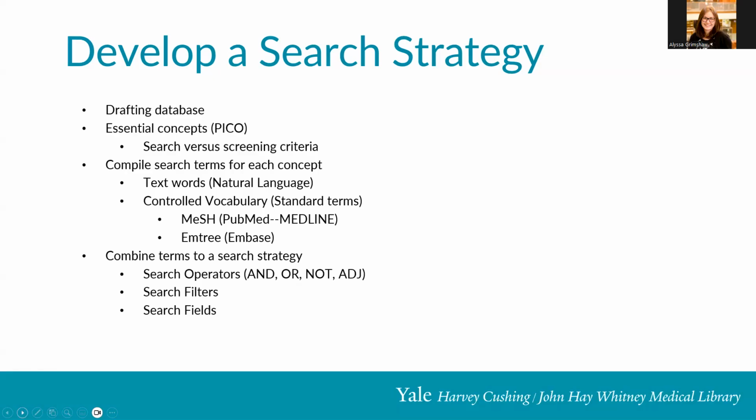And then you want to combine all of the terms for the search strategies. So you're going to use search operators, and we talked about AND and OR. I will also say we want to use NOT really, really sparingly. I frequently say NOT is not acceptable in systematic reviews. There are some uses, right?